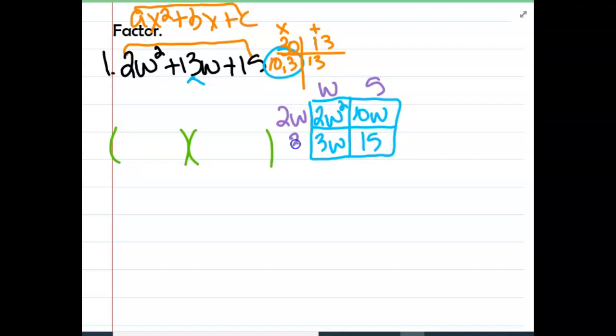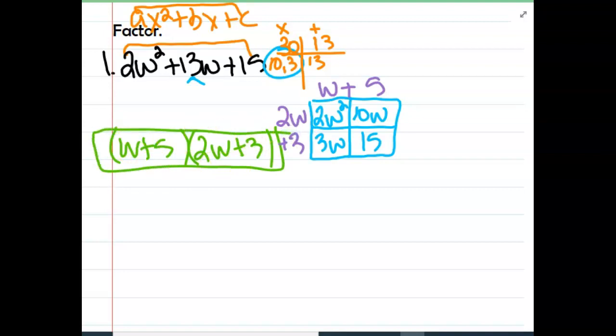And then the last thing is you're going to match up the signs. Now, every single term in here was positive. So these are the easy ones. It's going to be a w plus 5. It's going to be a 2w plus 3. That's what goes in your parentheses. w plus 5, 2w plus 3. That's your answer right there.